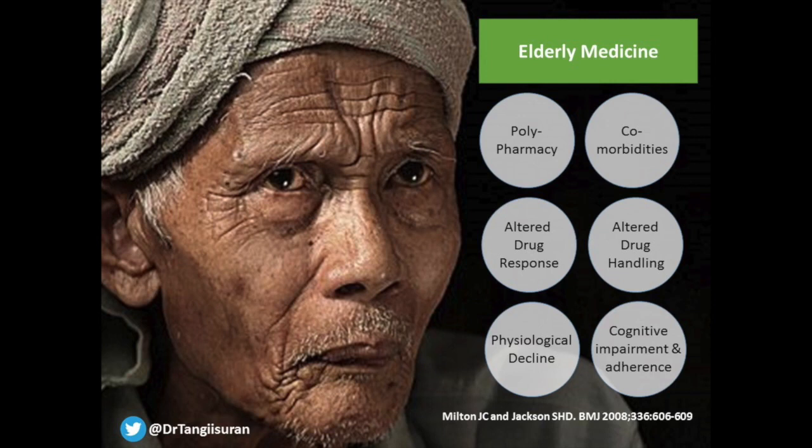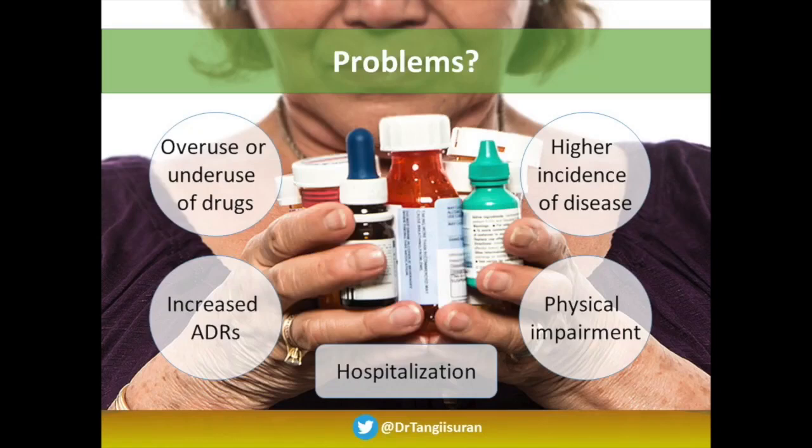Cognitive impairment, increased risk of ADR, adverse drug reactions, drug-drug interactions, and medication adherence issues are some of the big challenges that we will be facing while treating older persons. This is a summary of the problems that can lead older persons to be hospitalized or to visit healthcare professionals.